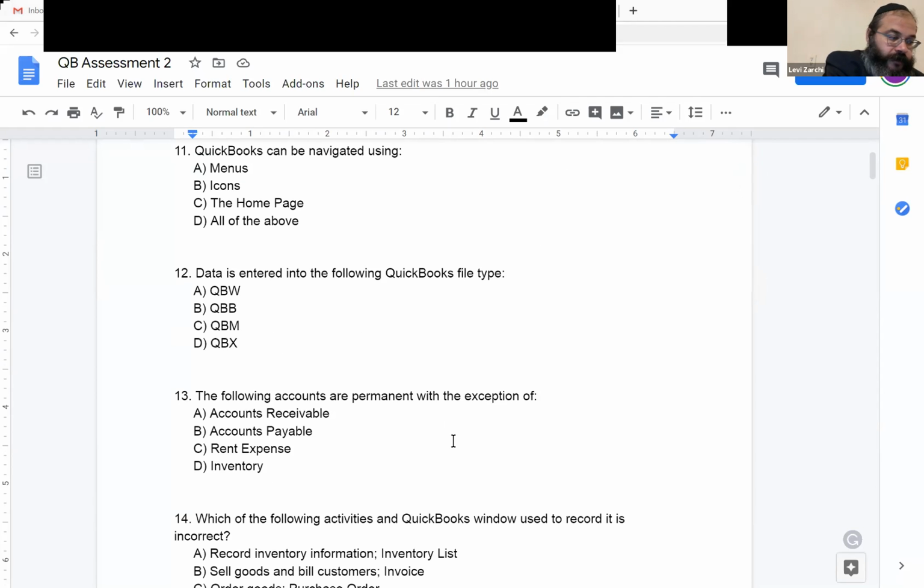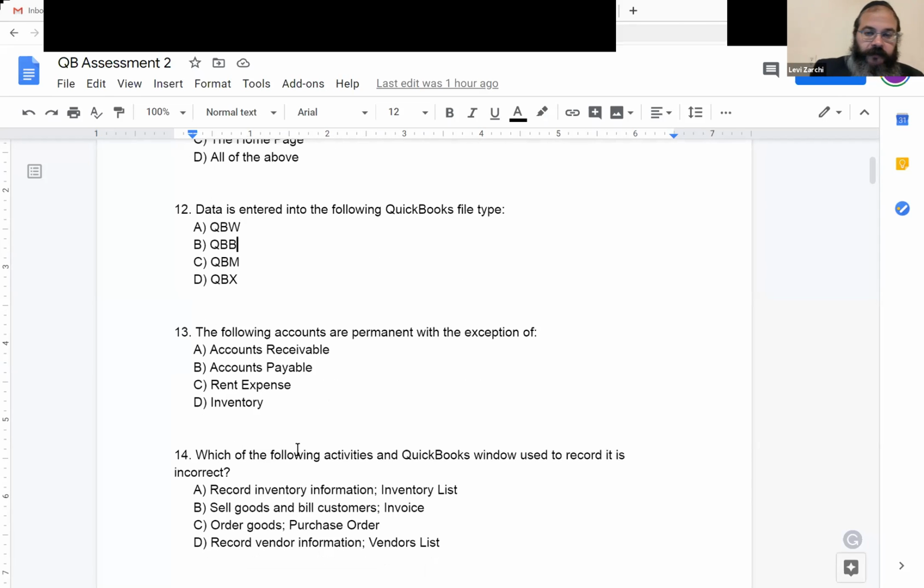The answer to question number 12 would be QBW, which is choice A. The following accounts are permanent with the exception of rent expense. That's option C, because receivables don't disappear at the end of the year. The payables definitely don't disappear either. Your customers might run away, but your vendors are still going to call you, and the inventory is still there. Those permanent accounts go on the balance sheet. That's the carrying value of the company. And the temporary accounts are what closes out and gives you a net income or net loss. Chas v'shalom. So the answer to 13 is C.